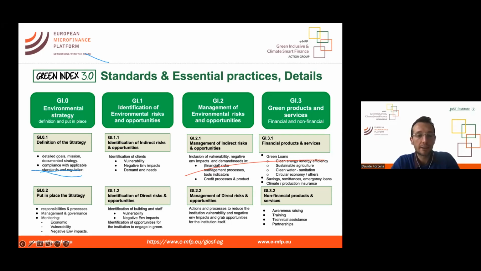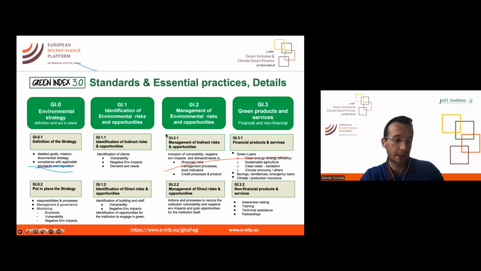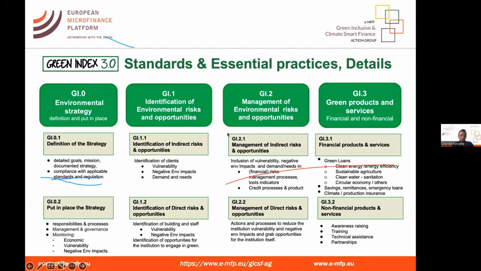So we are assessing here the inclusion of vulnerability, negative environmental impact, and demand and needs into financial risk management processes, so risk management, operational credit, etc., as well as the tool indicator use, as well as into the formulation and the offer of credit and credit processes and products. So how do you offer services and products to your clients to compensate for certain risk assessed, to grab opportunity that you have identified in the standard before?